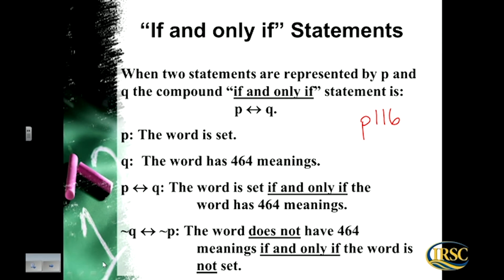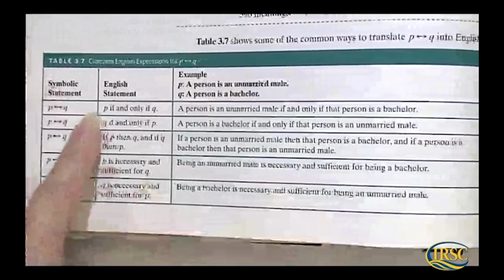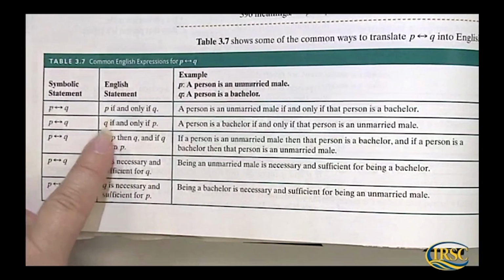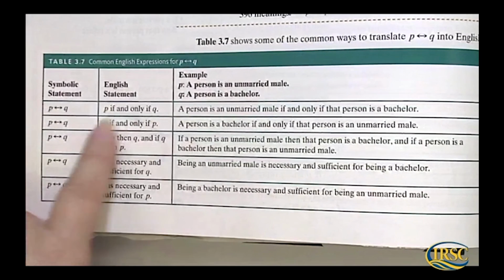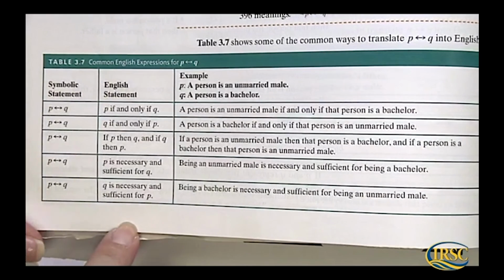Okay, so taking a look at the other options in the chart. So that's the first two rows. The first row is what we started with, and the second row just shows that you can reverse the P and the Q and it gives you the same meaning. Is this the chart on the handout? No, this is the chart on page 116.